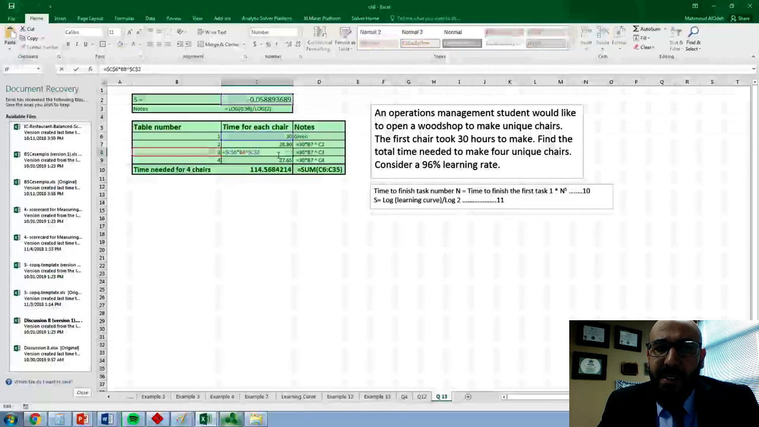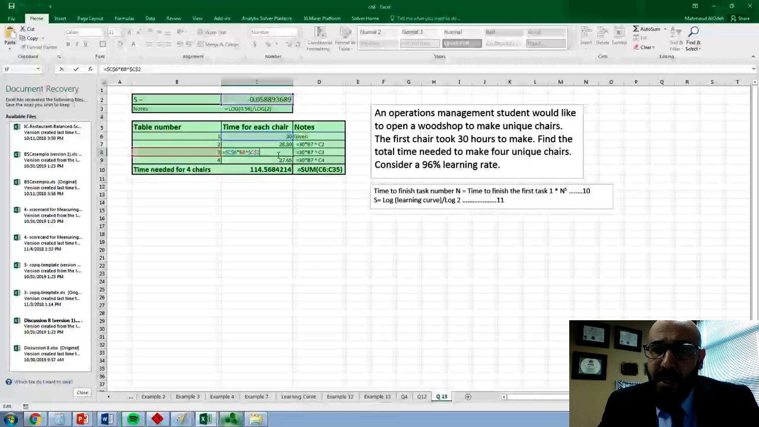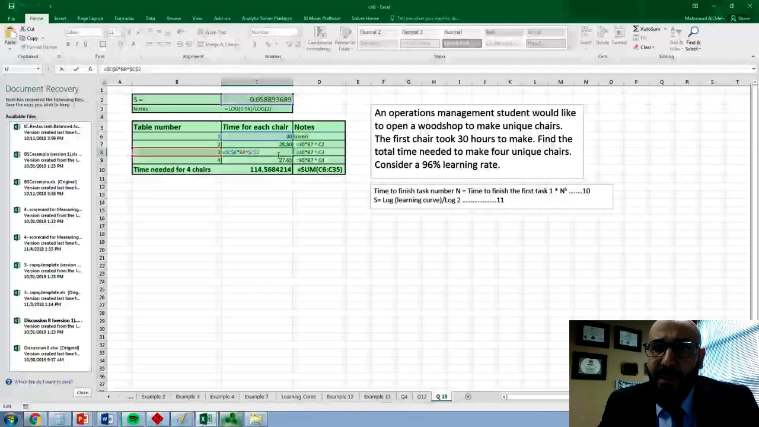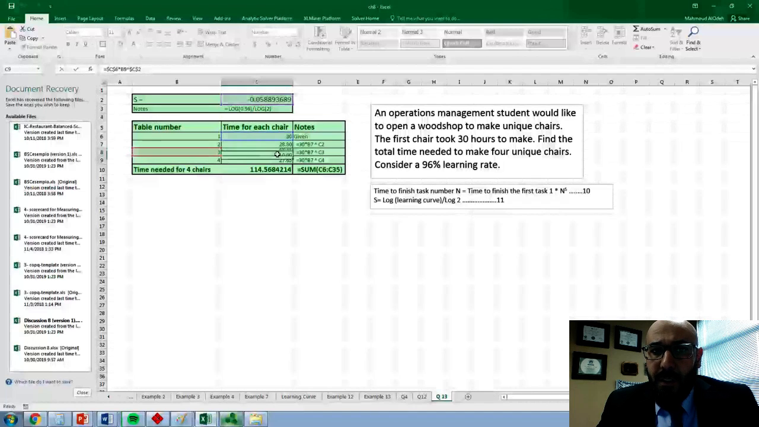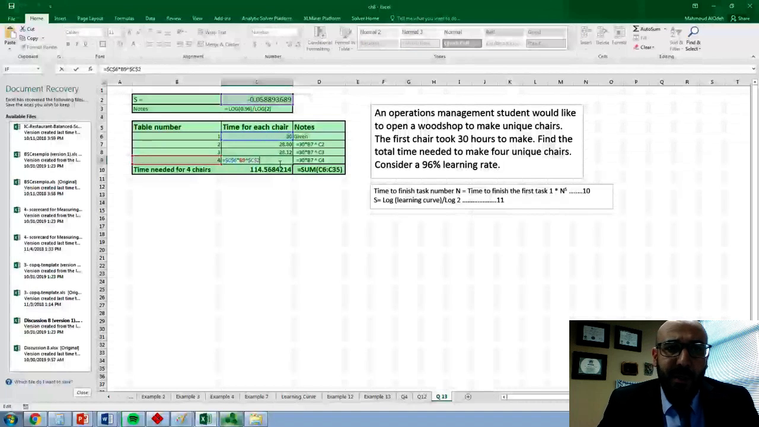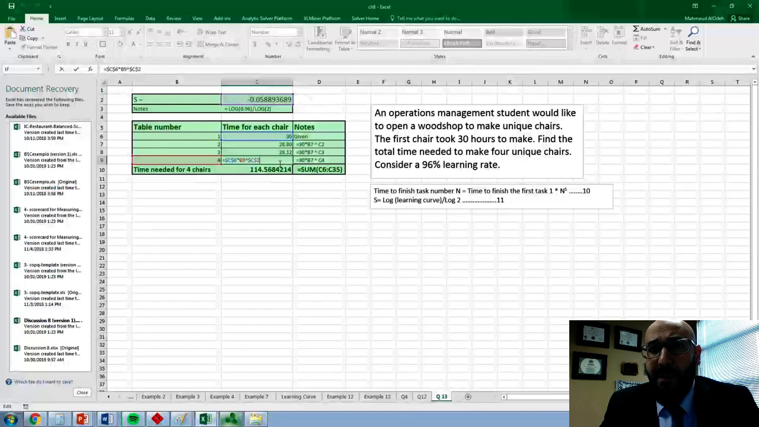The third chair would be the same thing: the time to finish the first one, which is 30, times 3, because we are on the third chair, to the power of s, negative 0.058. And that would give you 28.12 hours to make the third chair. The time for the fourth chair would be calculated by multiplying 30 times n, which is 4, because we are on the fourth chair, to the power of s, which is negative 0.058.